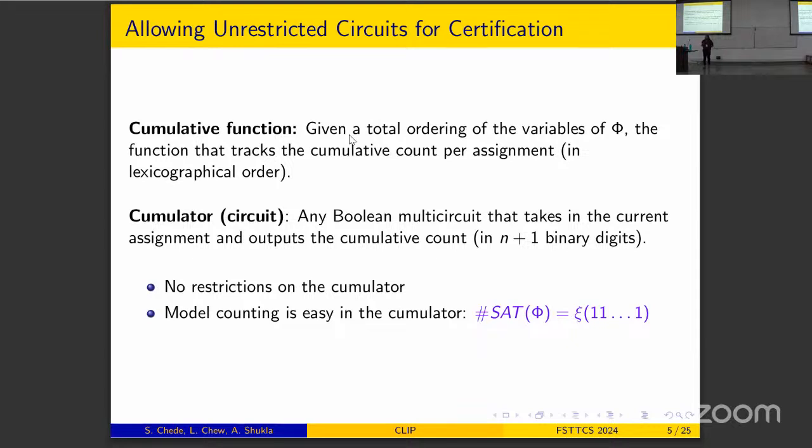But what is the concept? As we saw in the first slide, we will make a cumulative function of any formula that you give us. That function we will represent as a circuit, and this circuit will not have any restrictions. The only restriction is obviously that it has to be correct. We will see that next. And model counting will obviously be easy in this. Why? Because as you saw in the graph, if you provide it with the last possible assignment, we give you the total count that you want. That is the one, right?